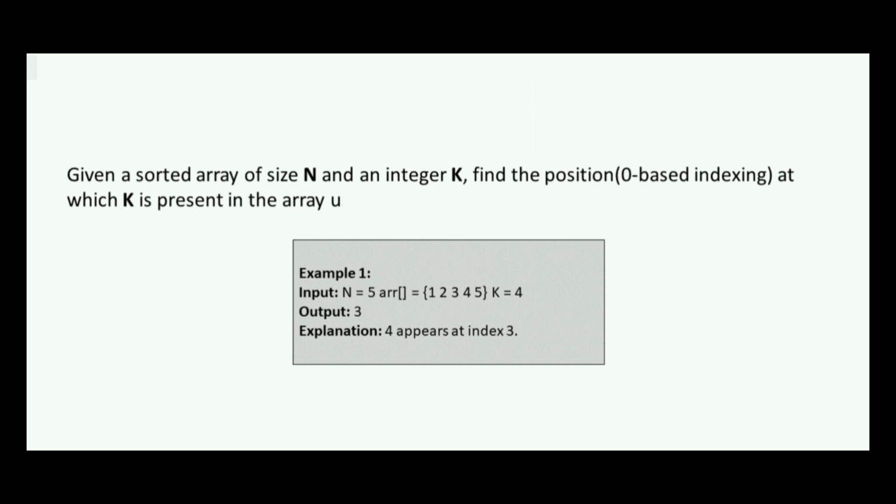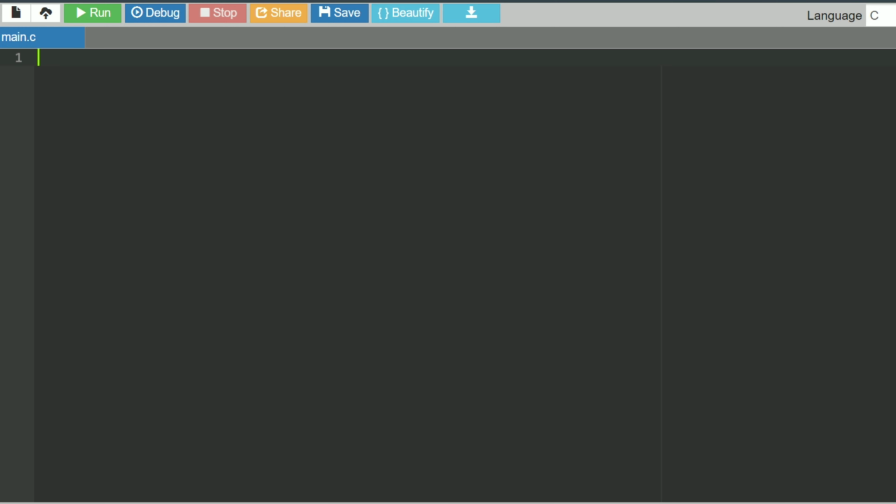We'll be solving a problem where we're given a sorted array of size n and an integer k, and we need to find the position, zero-based indexing, at which k is present in the array. Let's take an example. Suppose we have an array of size 5, with elements 1, 2, 3, 4, 5, and we're asked to find the position of the integer 4 in the array. Now, let's take a look at the solution to this problem.